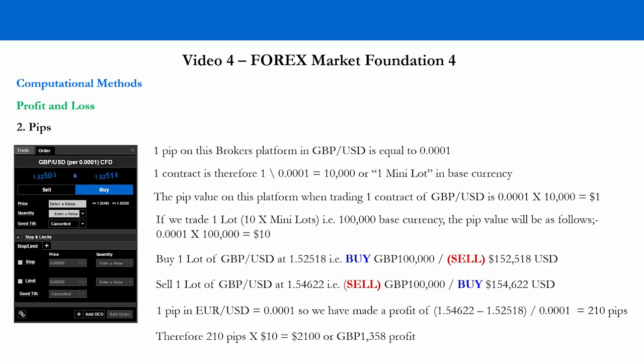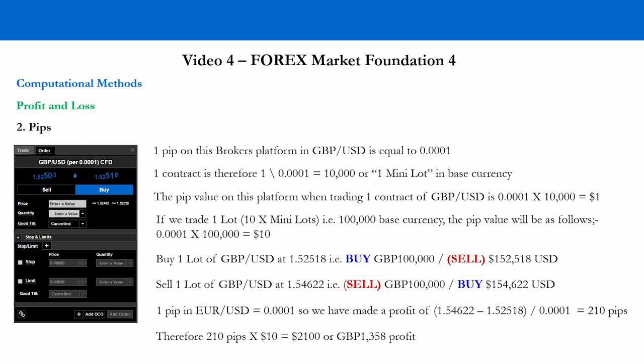Well, 1 pip in euro dollar on the platform is $0.0001. So we've made a profit of the difference divided by $0.0001, which is 210 pips. And then we multiply that by our pip value in quote currency. That gives us a profit of $2,100.